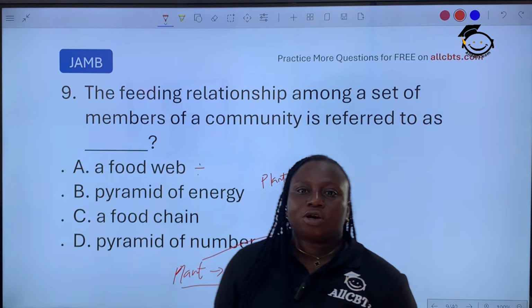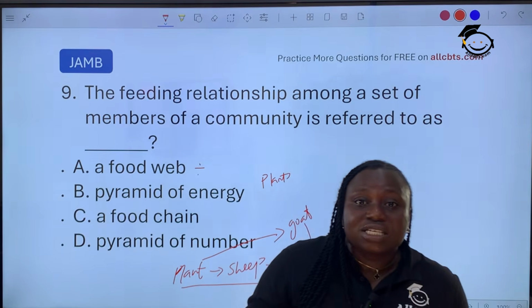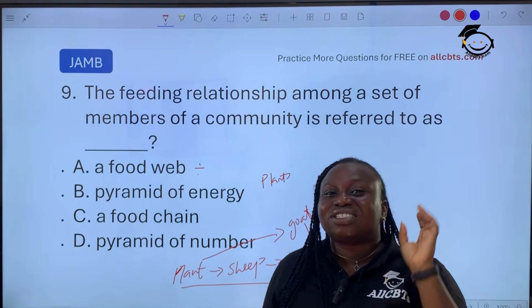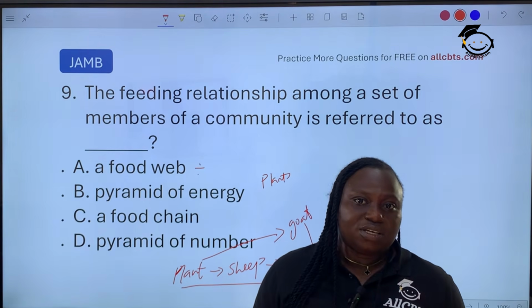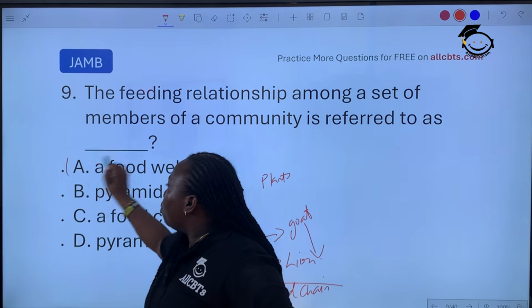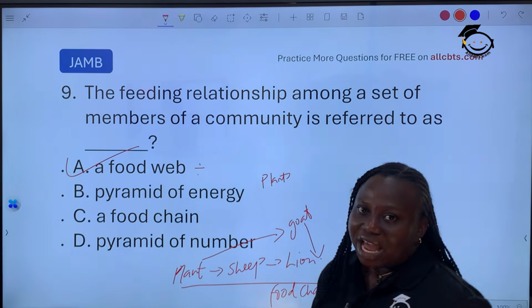Don't forget, what is a community? A community is a population of different species. So our answer here is food web because it is more realistic.